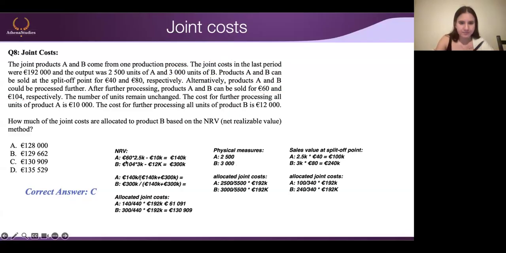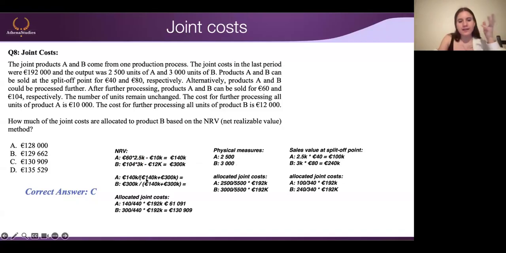So for good A, the net realizable value, the income of your finished good, is going to be the 2.5K units times the 60, which is the price, minus the 10,000 separable costs. So you get 140K. Now for good B, you're doing the same thing: multiplying the final price by the amount of units produced, minus the 12,000 of separable costs. Everything is in the paragraph.